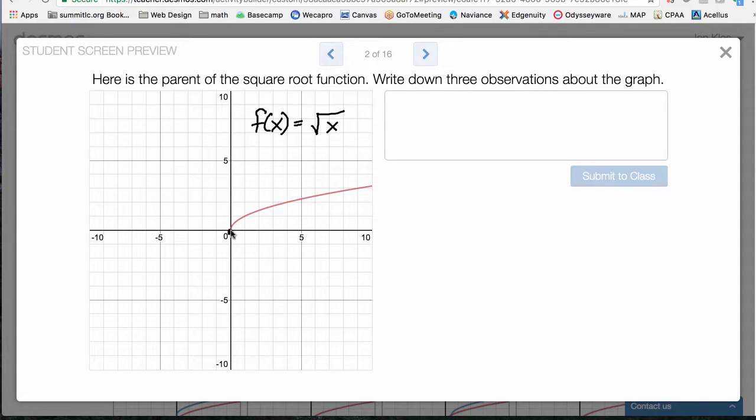It starts at 0, 0. That should definitely be one of the things that jumps out at you. And it seems to just start in the middle of nowhere. It's different than a line or a parabola. It seems to increase in this case. We can pick down some points that seem to stand out. It's increasing. It looks like half of a parabola. Just some observations about the graph. You can come up with any three that you want and compare it with your classmates.